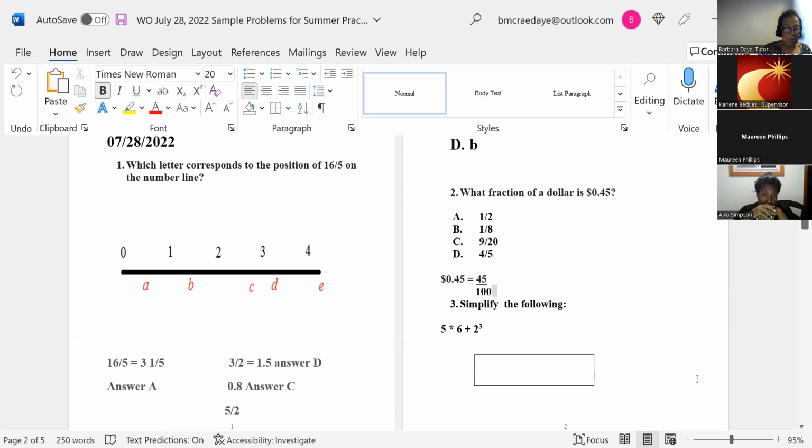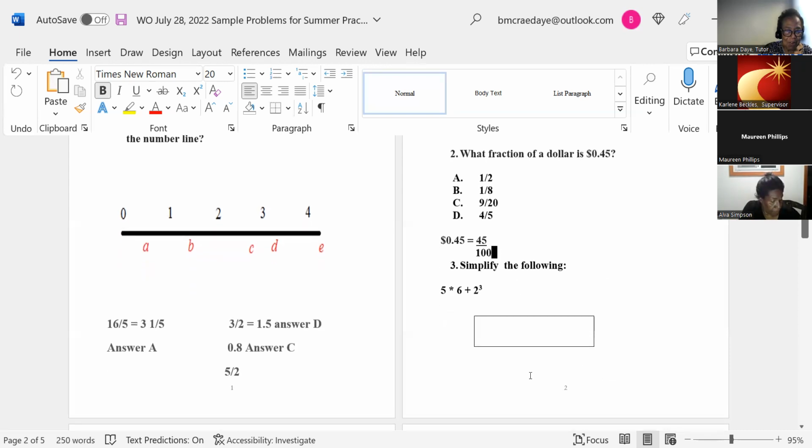Okay, Maureen, you got this one right. Alva, you missed it. So what happened, Alva? You mean PEMDAS, number 3. I couldn't get it, Miss Barbara. Well, PEMDAS, what do you do first? There are no parentheses here, right? So what is the E for? Exponent. And do you see an exponent? Yes, it's right here, 2 to the 3rd power. So that's the one you do first.